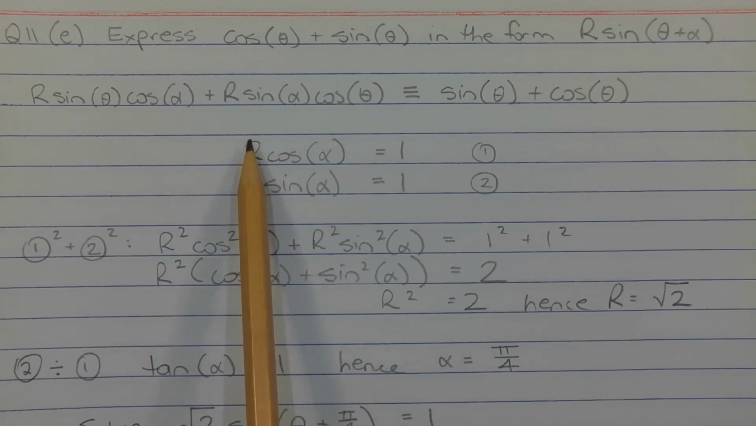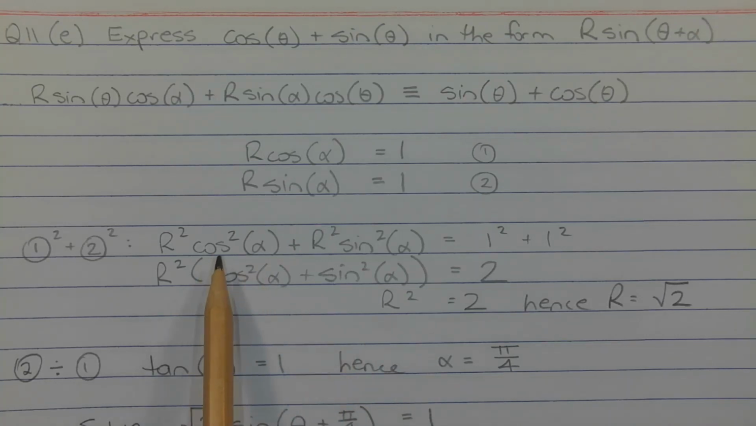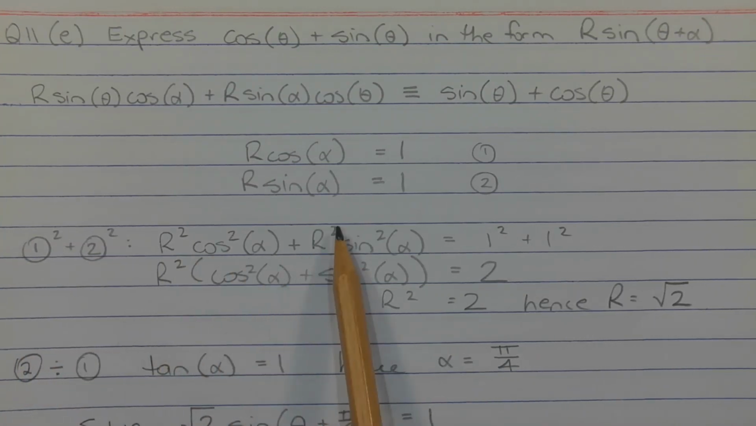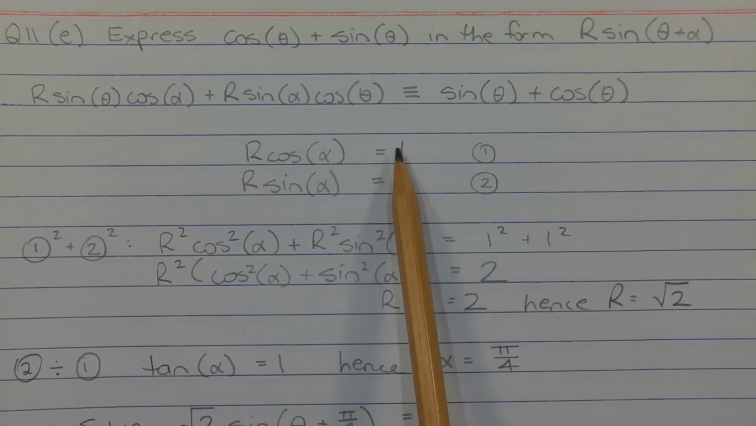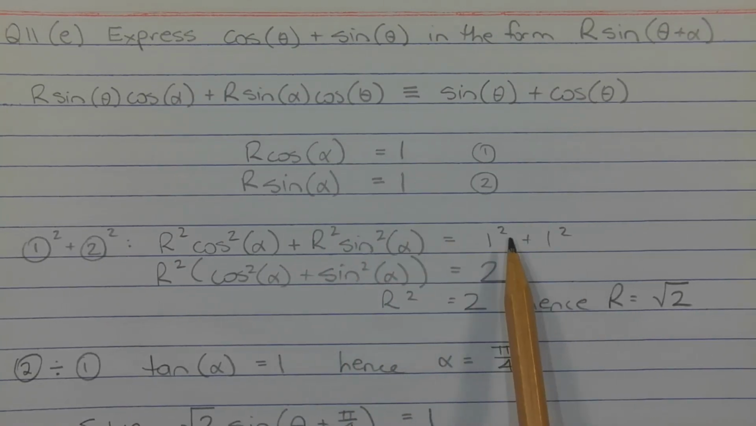Next, let's find the value of r by squaring both equations and adding them together. In doing so, we end up creating a cos squared alpha and a sine squared alpha. And we can use a very handy Pythagorean identity, that is cos squared alpha plus sine squared alpha equals 1, to eliminate the trigonometric terms, and then we're just left with r squared, which we can then use to find r. So equation 1 squared plus equation 2 squared is equal to r squared cos squared alpha plus r squared sine squared alpha, which equals 1 squared plus 1 squared.